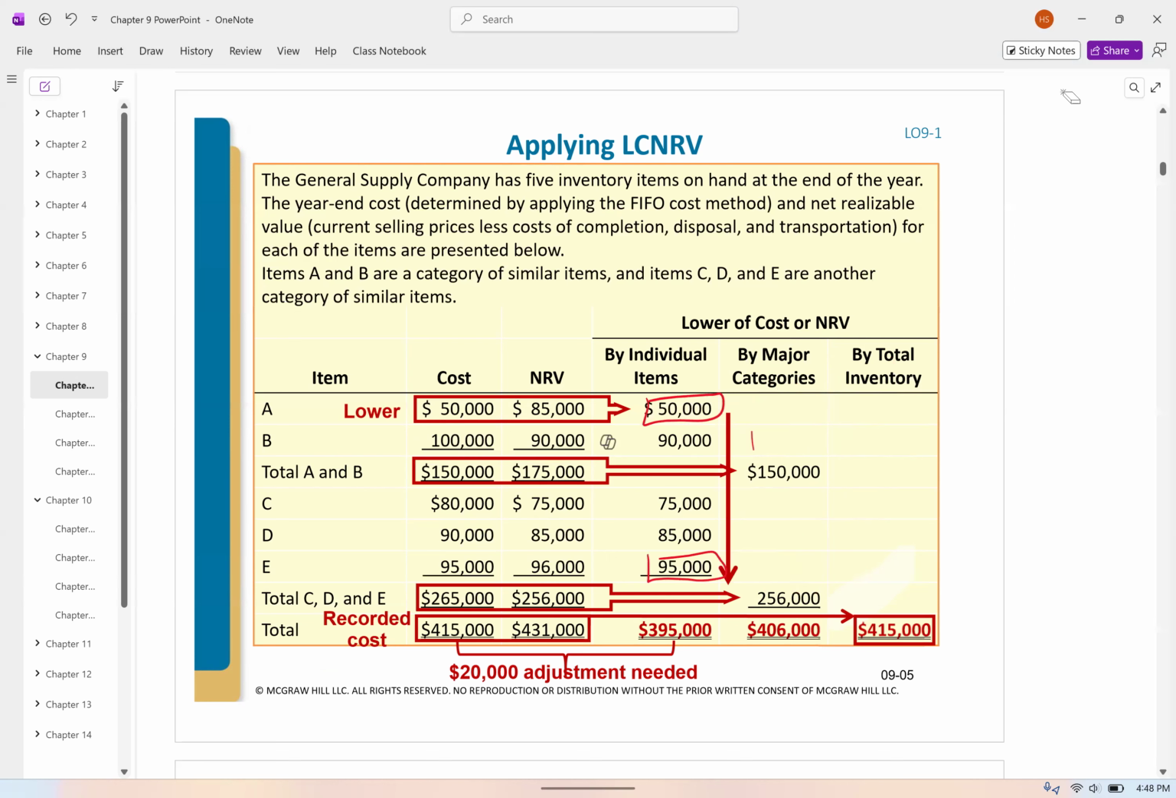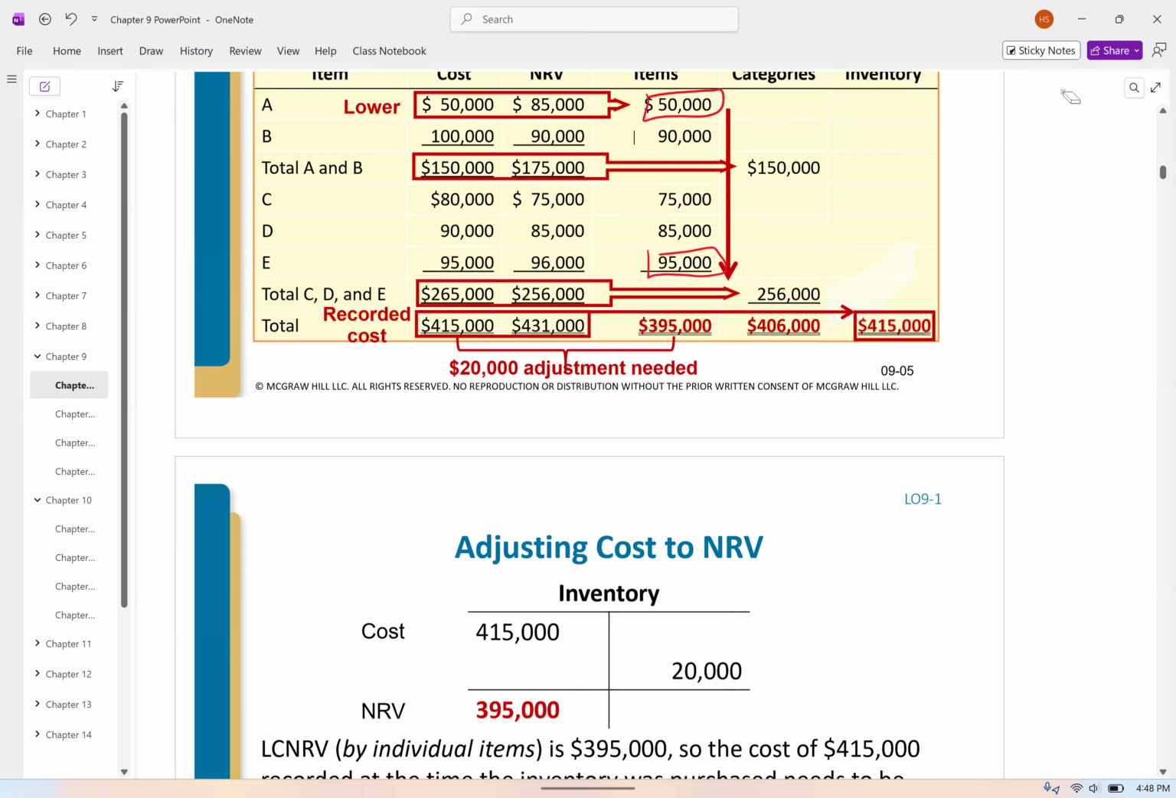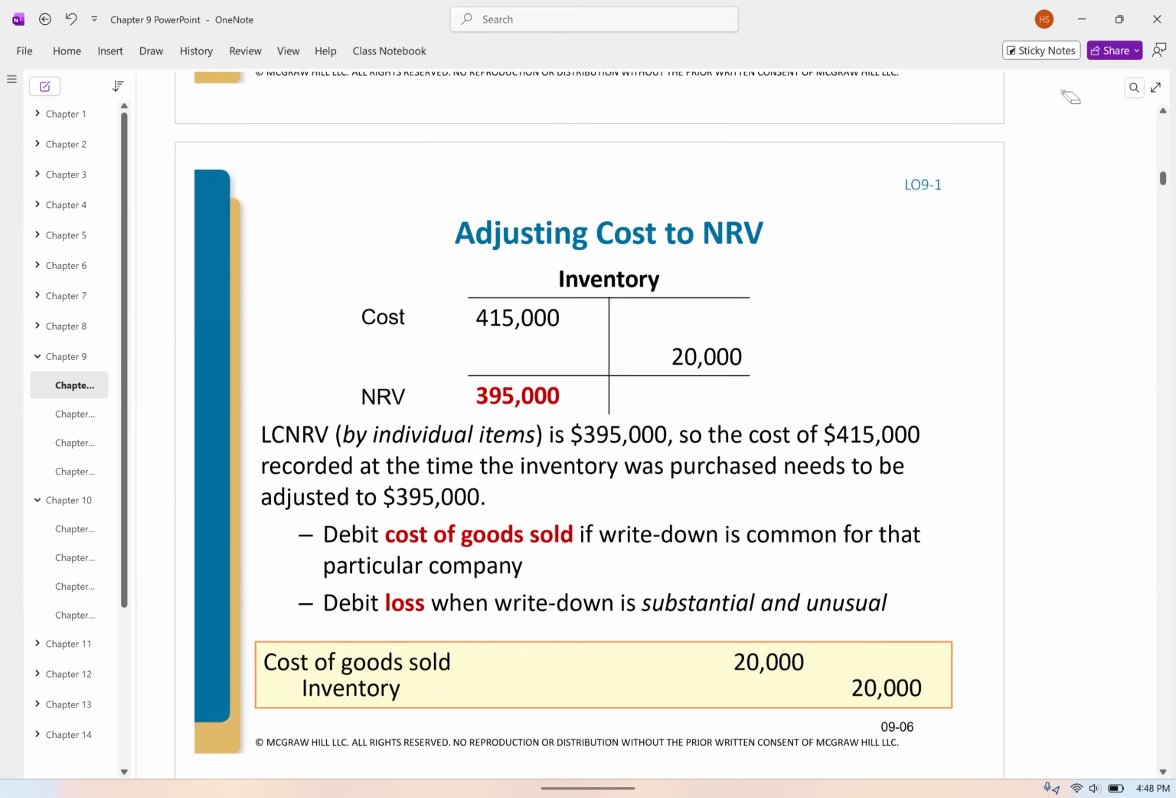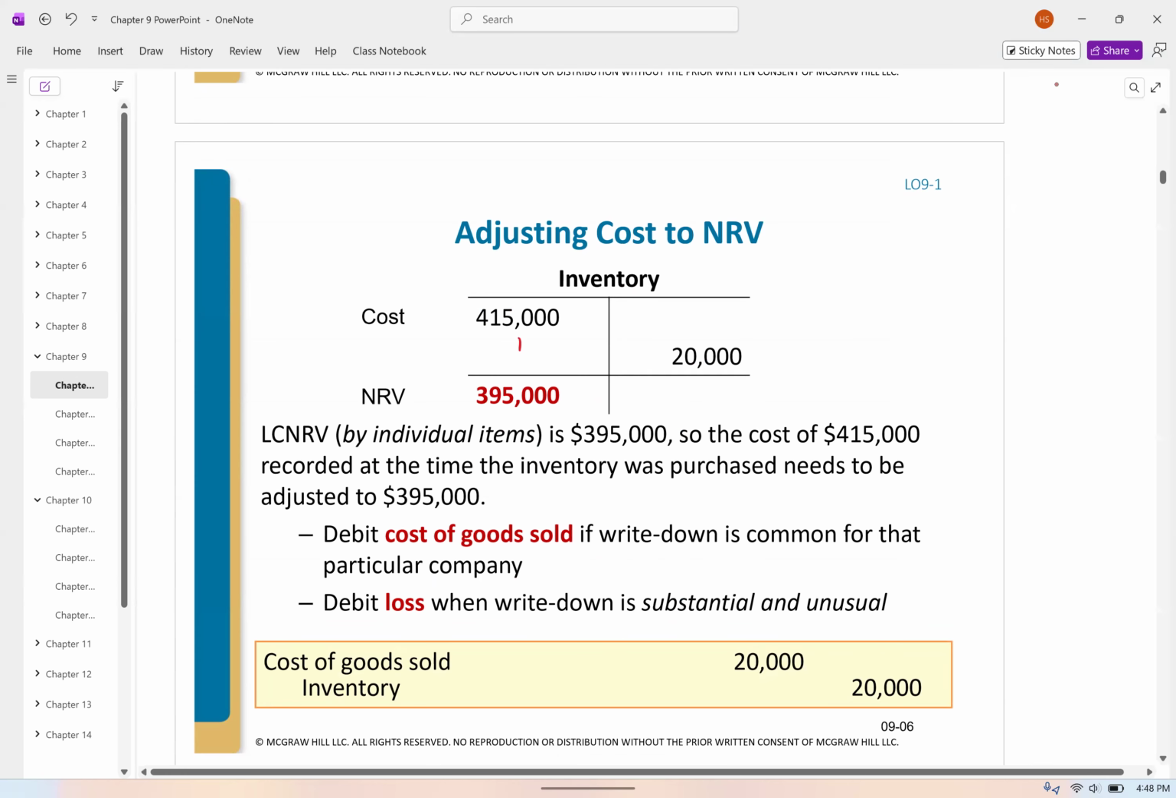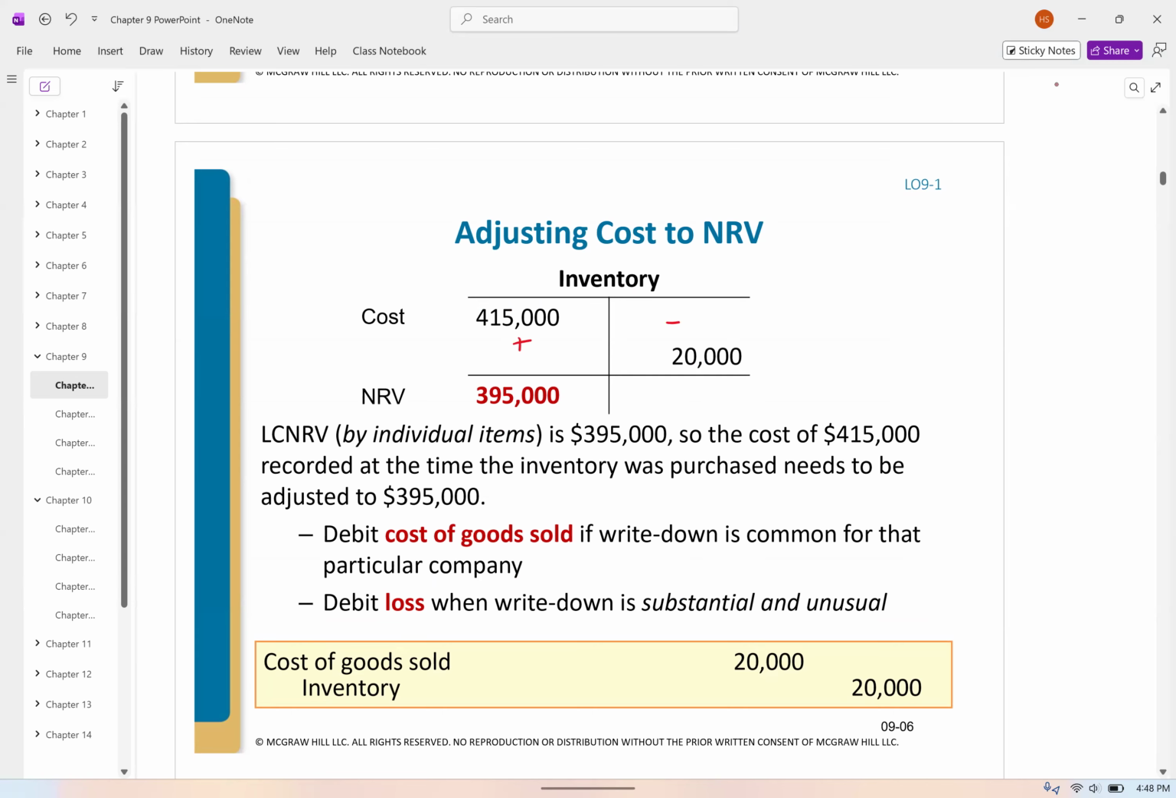I'm going to come back and do those major categories. I want to come down here so you can see the journal entry that needs to be made. I love that they gave you a T account for inventory. Remember, it has a normal debit balance. So when inventory is being decreased, which is what we're doing right here, we're going to credit inventory. So we're going to debit cost of goods sold, credit inventory. It looks just like the entry that we make when we're selling a piece of inventory.